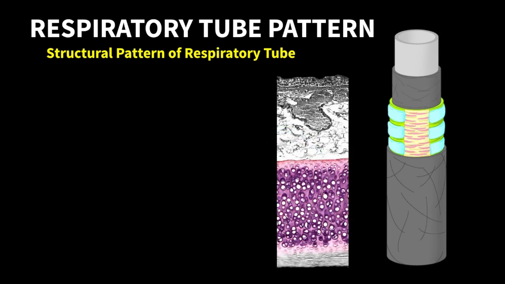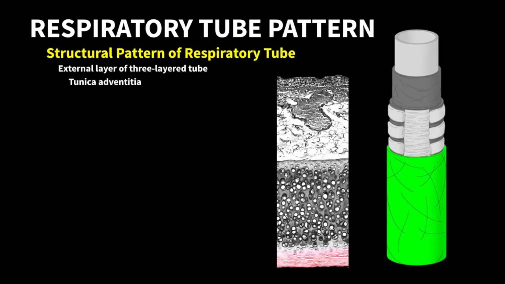The external layer of the respiratory tube is named the tunica adventitia. This layer is a thin layer of loose to dense irregular connective tissue that distributes the blood vessels to the tube. This, then, is the structural pattern of the respiratory tube, a 3-layered tube.